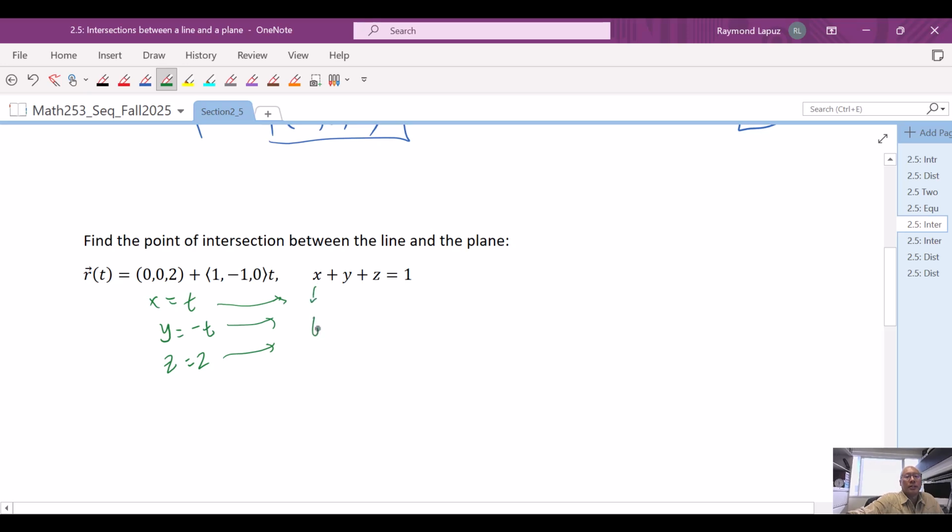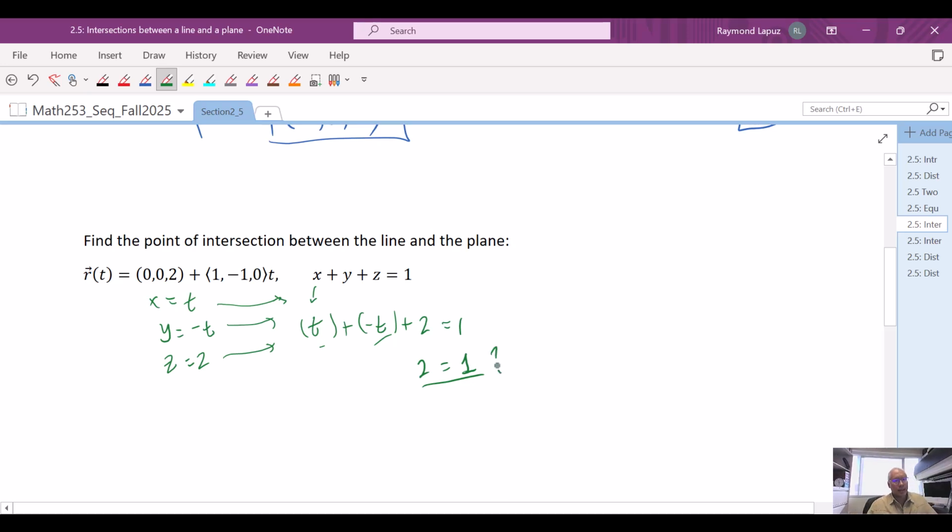and then we will get x is equal to t plus y, which is negative t, plus z, which is going to be 2, and that's supposed to equal 1. Now, this happens in linear equations way back when you were taking algebra and solving equations like this. We have t minus t is 0, so this is going to be 2 is equal to 1. And we know that this is a contradiction.